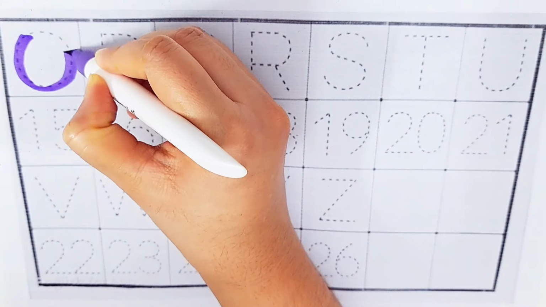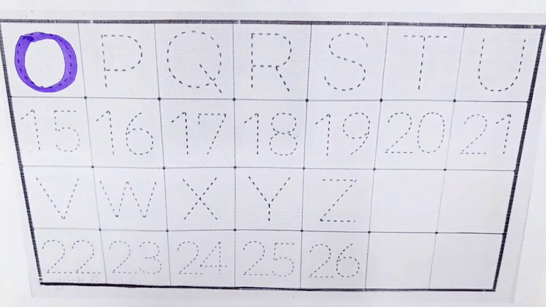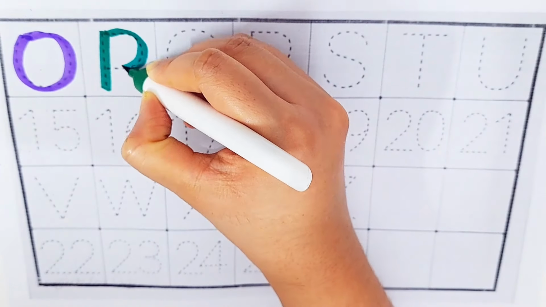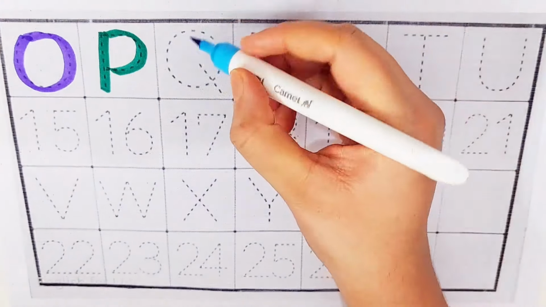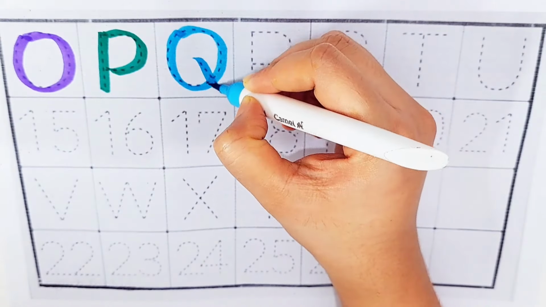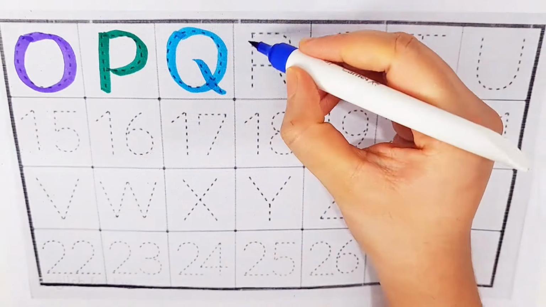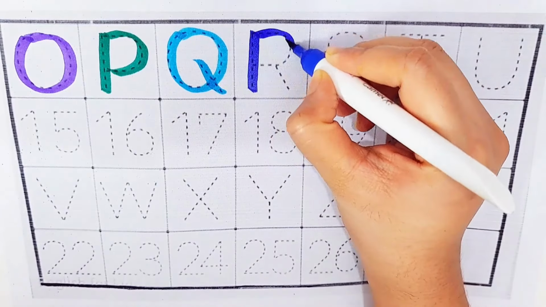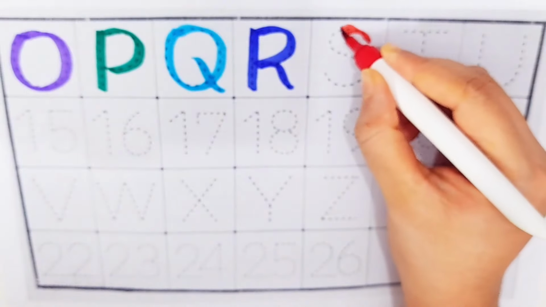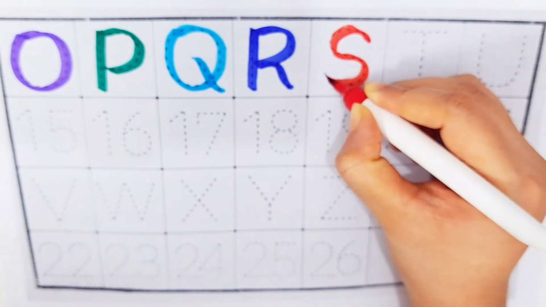O for ox. P for pen. Q for queen. R for ring. S for sheep.